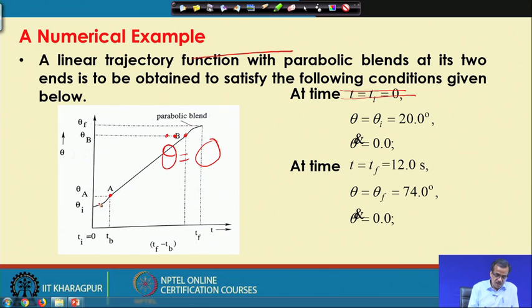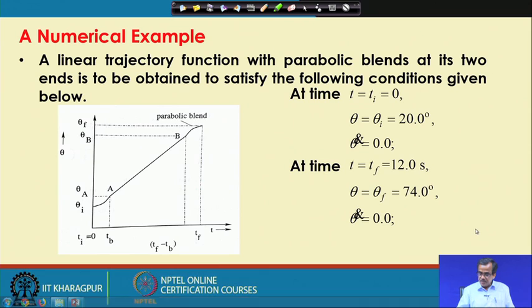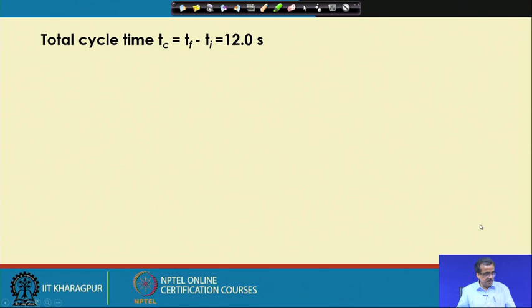Now, one thing is ensured, if I want to keep this continuous trajectory, the velocity at the end of the blend portion should be equal to the velocity at the beginning of the linear portion. Similarly, if I want to maintain continuity at point B, the velocity at the end of the linear portion should be equal to the velocity at the beginning of the blend portion. So, those conditions are to be fulfilled. Now, let us see how to find it out, and it can be determined very easily.